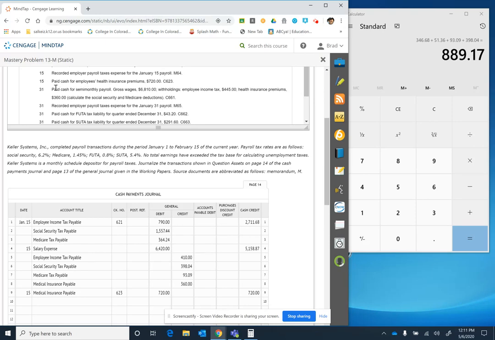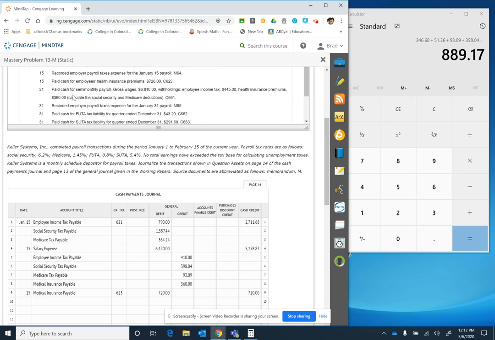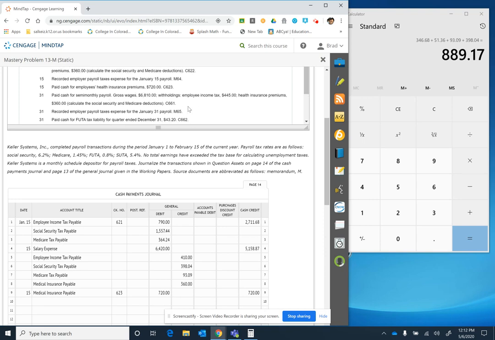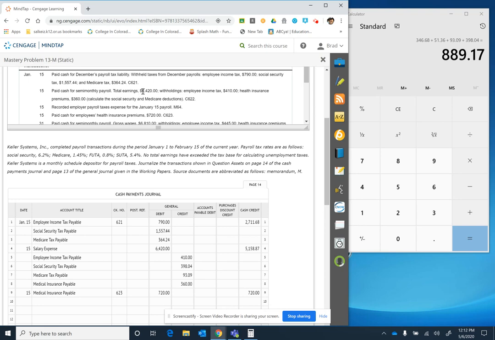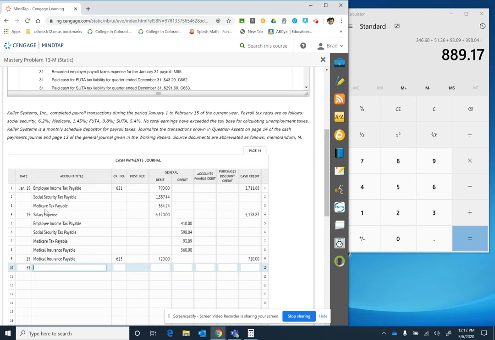The next thing we have to do is pay cash for our semi-monthly payroll on the 31st. So this is going to look a lot like this transaction right here. On this one, pay cash for semi-monthly payroll, total earnings $6,420. This is our payroll for the 16th of January all the way to the 31st. So here's our gross wages, the $6,820. And this time, the first part of the month was $6,420. So it just looks like our employees made just a little bit more at the end of the month. So let's record that. We have the 31st, and we're going to record the same things.